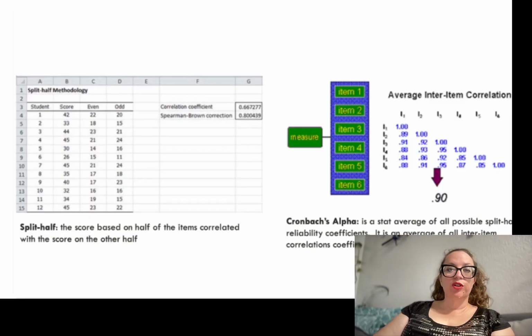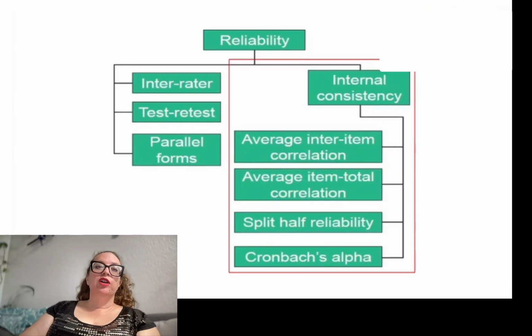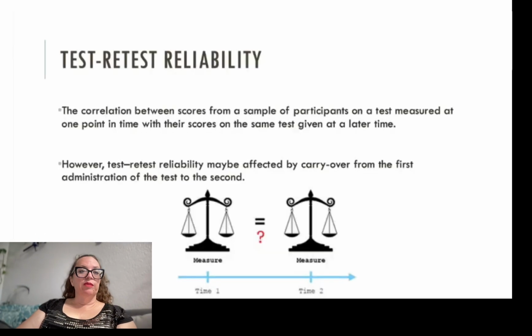I have here something to help us organize our branches of reliability. So we were just talking all about internal consistency, looking at items within a measure. So we looked at inner item correlations, split half reliability, Cronbach's alpha, but now we're going to switch into other types of reliability. So internal consistency is a large branch, but we have a few other types of reliability that we are concerned with. So first we'll talk about test-retest reliability.